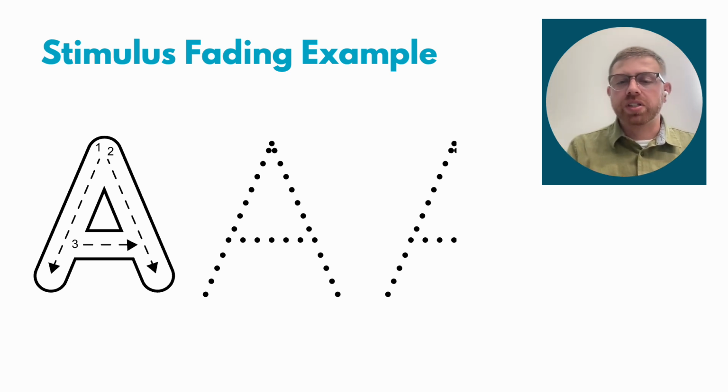With the first example, it's intrusive in the sense that we're completely prompting the response, right? The answer is completely available to the learner, and then we are trying to fade out that intrusiveness of that stimulus to where by the end, we wouldn't have any aspects of the letter. We would just say write the letter A, and the individual can write the letter A.